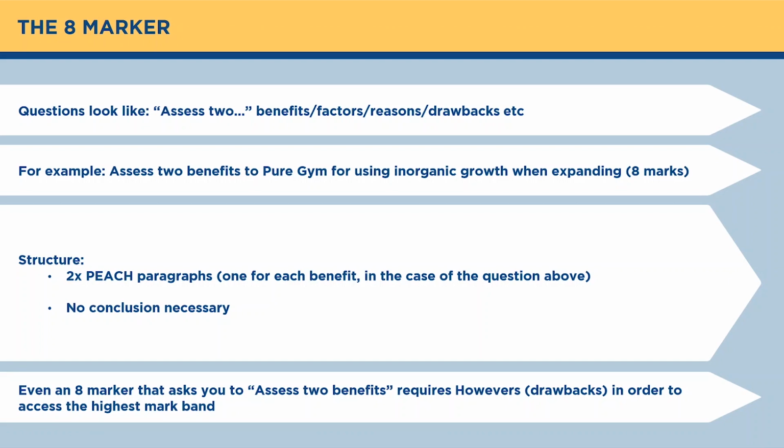Now, that can be quite confusing because even this question says assess 2 benefits. The word assess requires you to look at both sides of the argument. So even though the question specifically says benefits and doesn't say anything about drawbacks, you do need to put some limitations to your benefits or some drawbacks to your benefits in those answers, which is why you need to make sure that however in that peach paragraph is there. Otherwise, you're going to struggle to get those top marks.